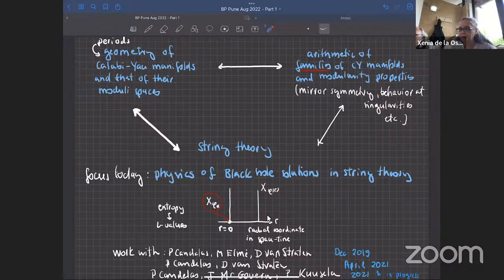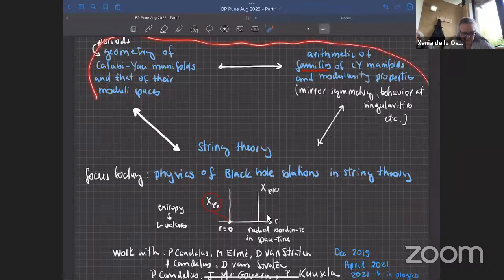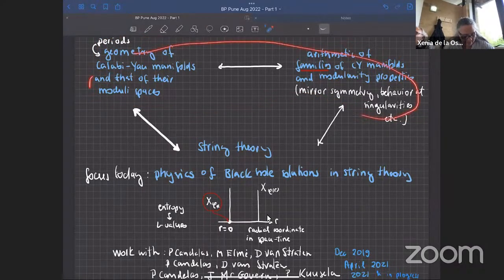One does arithmetic by computing the number of rational points when you have a Calabi Yau over a finite field, and computing zeta functions, and you can start asking questions. How about mirror symmetry? What happens to mirror symmetry? What happens to singularities? There are also many questions one will be interested in here. So we are going to take what we know of these two in mathematics, and connect them to string theory.